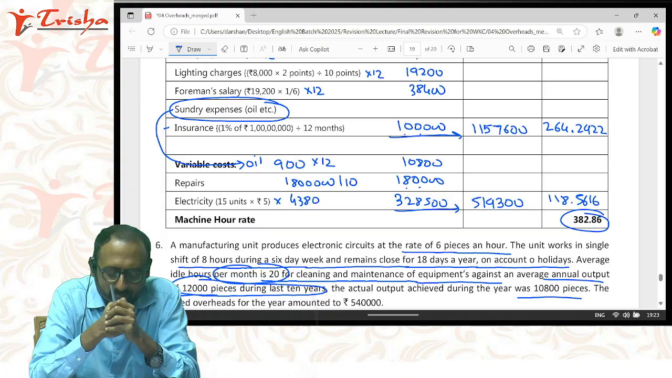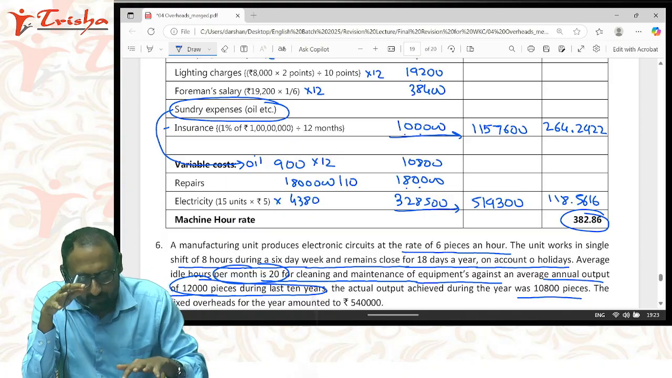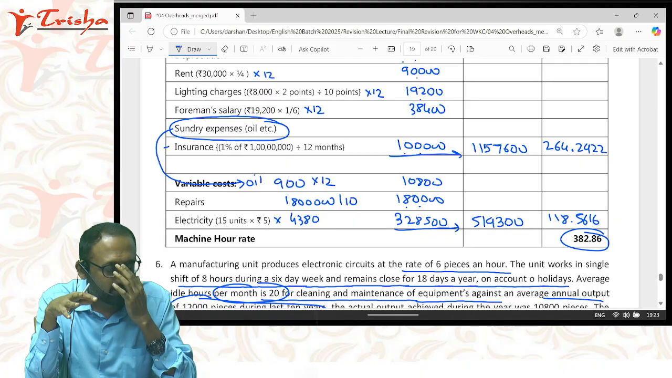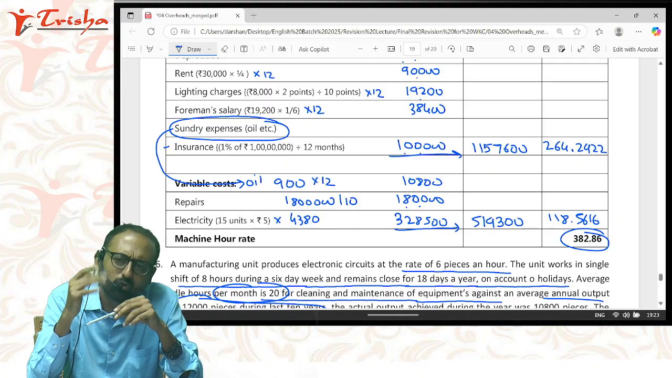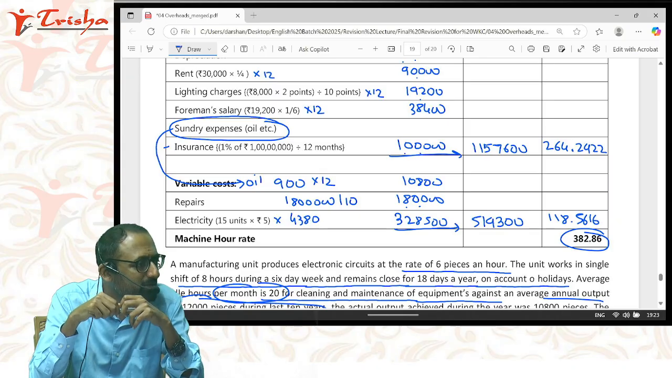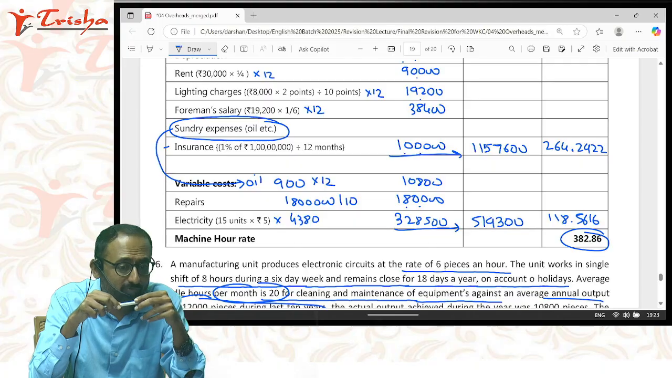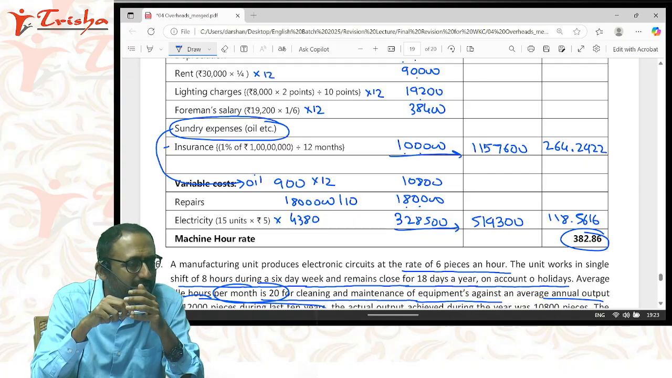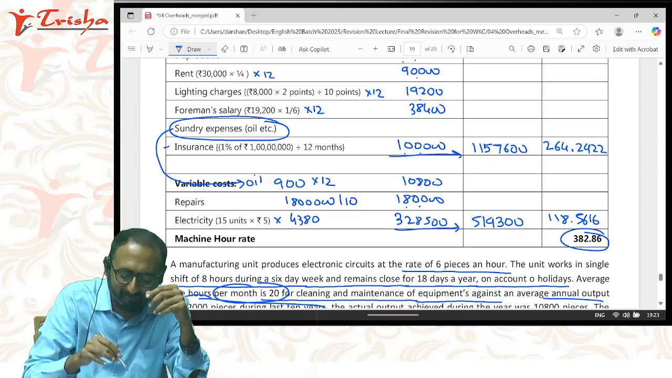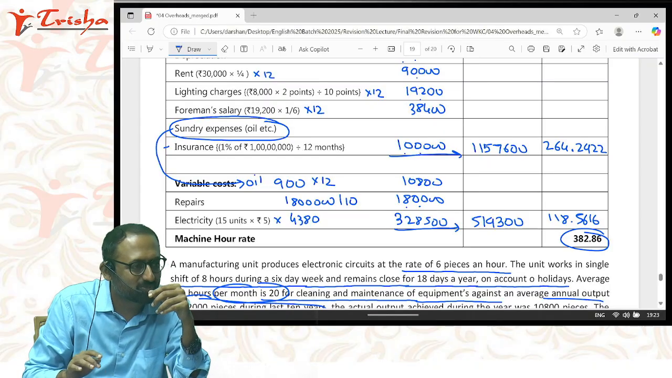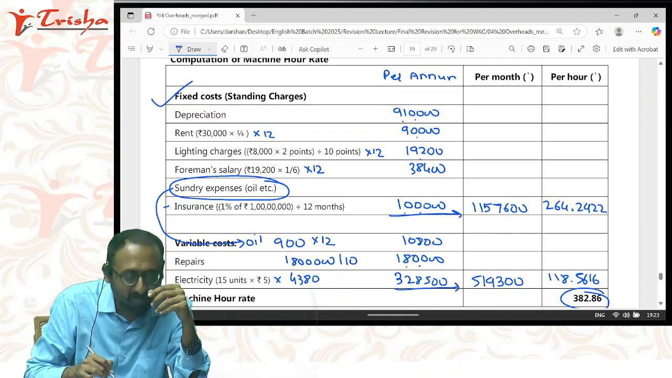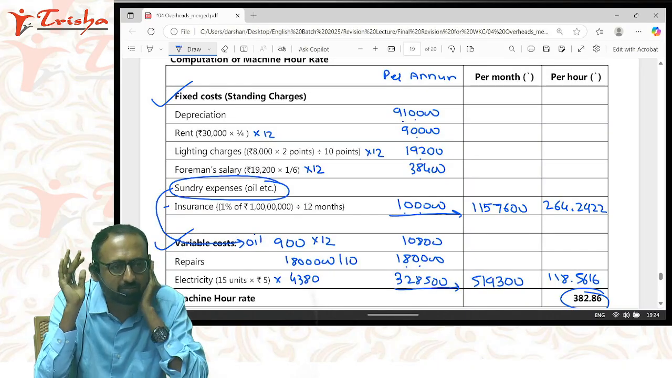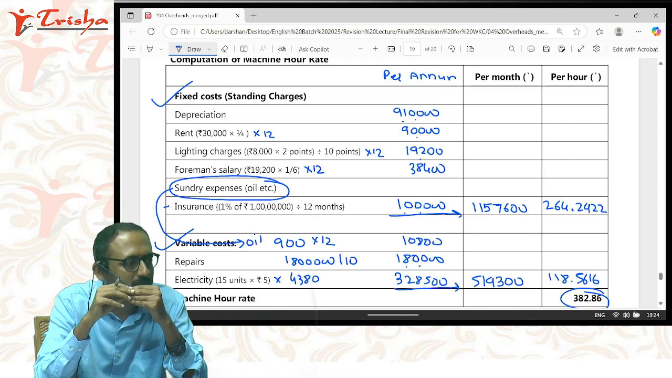So remember, guys, remember this format: standing charges and variable expenses to be written separately, and sometimes they will ask to calculate comprehensive rate. Which rate? Comprehensive rate. There is one question of this in your module also, and I have also taken that question in our notes. Sir, while calculating comprehensive rate, no need to bifurcate into variable cost and fixed cost. Take a total of all expenses, directly divide, and you will get the machine hour rate. Correct, guys?